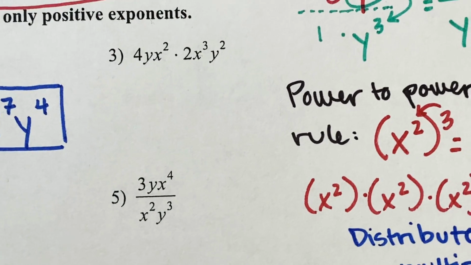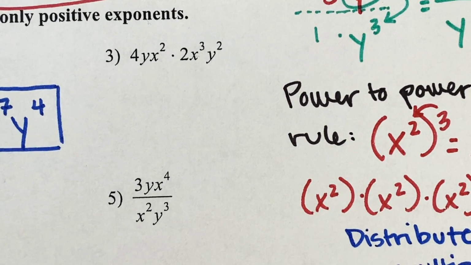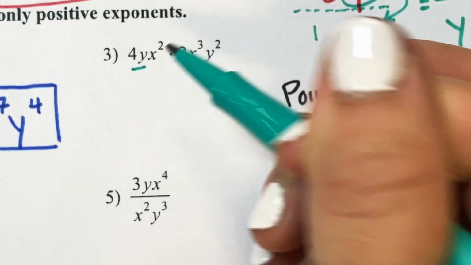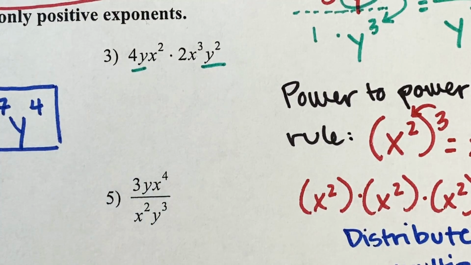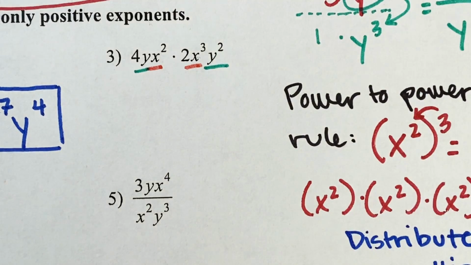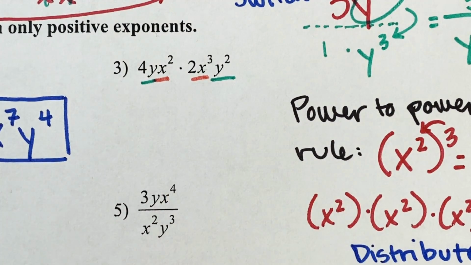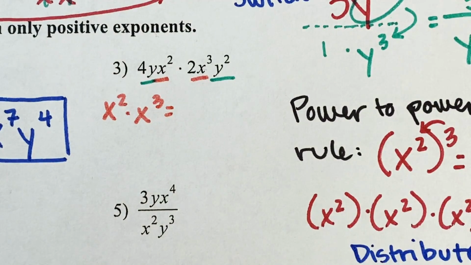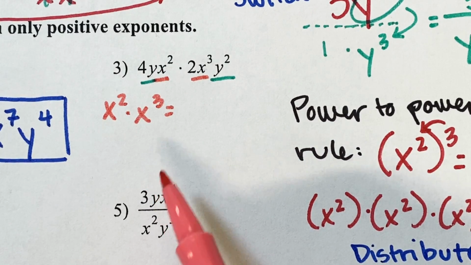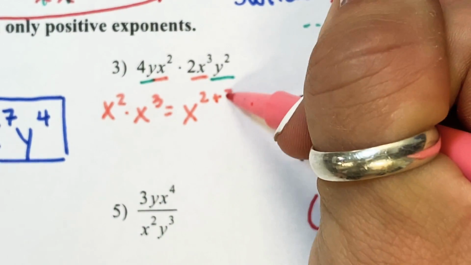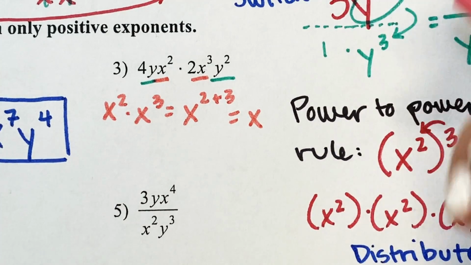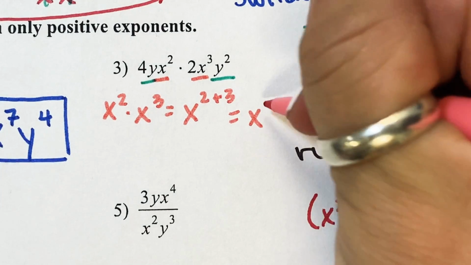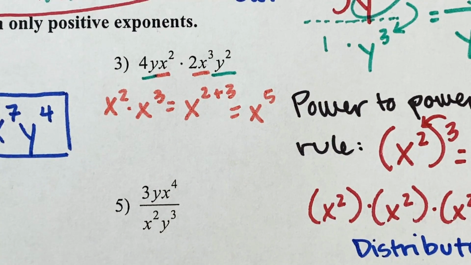Okay, number 3. Let's do the same thing we did before with our x's and our y's. So I use green for my y's, so I know I can combine those, and then pink for my x's, so I know I can combine those. And let's just save the 4 and the 2 for last. Let's do our x's first again. So I have x squared right here times x cubed. What are we doing with the exponents when it's product rule? We're adding them, 2 plus 3. X is going to be to the power of what? What's 2 plus 3? Great job. X is to the power of 5.